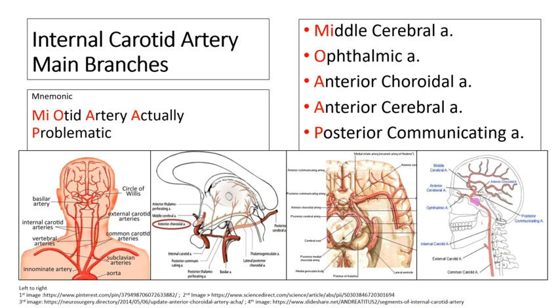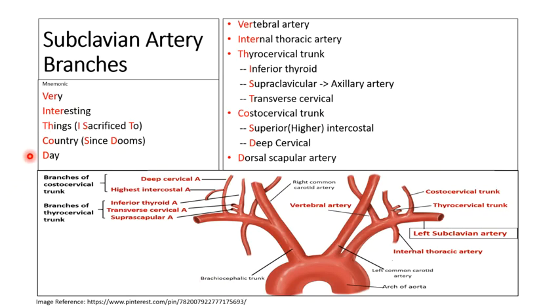And then moving towards the next one, which is one of the most important arteries, the subclavian artery. You will see a lot of questions around which artery supplies thyroid, which artery supplies the circle of Willis. So those kind of questions you will see in the exam. Right now you can see there are 5 main branches, which are vertebral, internal thoracic artery, thyrocervical trunk, costocervical trunk, and then dorsoscapular artery.